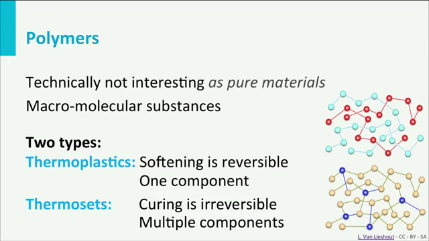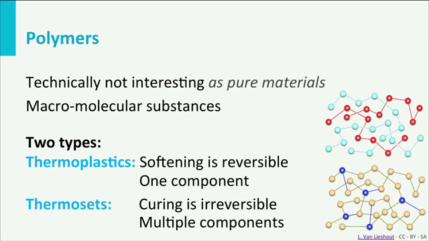Thermoplastic polymers, see the picture above, are made of long molecular chains which don't have strong bonds between the chains. The chains are made of one component, one type of monomer. Due to the weak bonds between the chains, the polymer weakens when the temperature increases, and when cooled down, the polymer becomes rigid again. This softening is reversible.